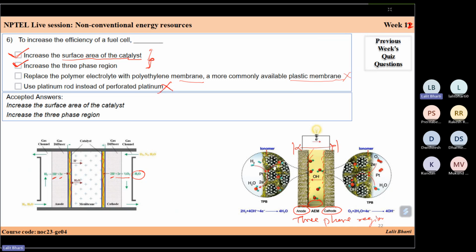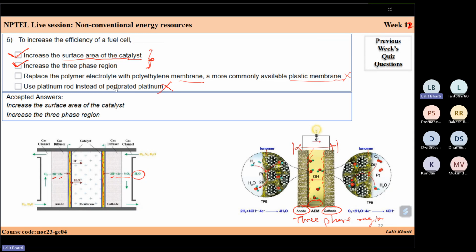Basically, if you have a porous type of structure, or a higher specific surface area, then your efficiency will be higher. Then, increase the three-phase region. We know the three-phase region is basically anode, AEM, cathode, and it involves solid, gas, and liquid phases. If you have a larger three-phase region, then your efficiency will be higher.